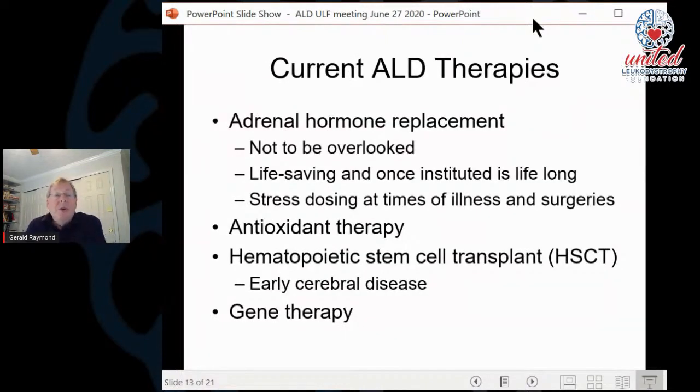Our current ALD therapies are adrenal hormonal replacement, and that we should never overlook. Once you start it, you're on it. There's also people looking at antioxidants. Bone marrow transplant or hematopoietic stem cell transplant is what Dr. Lund is going to be discussing. We use this in early cerebral disease. And Dr. Eichler is going to be discussing gene therapy.